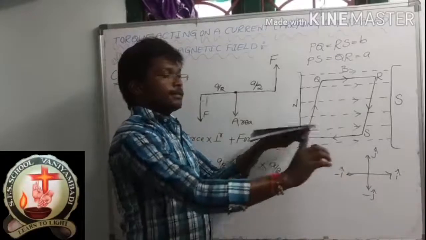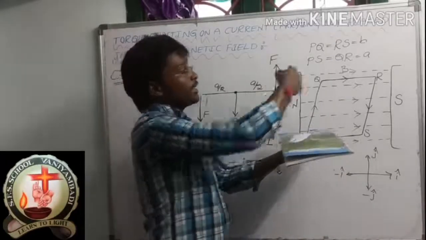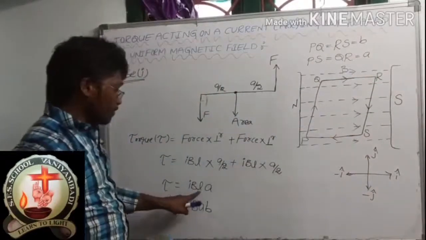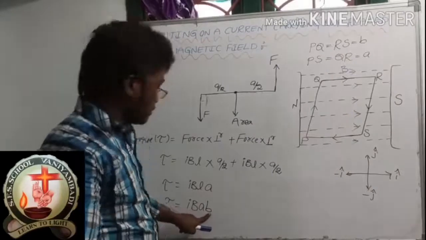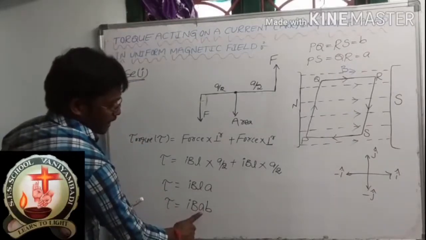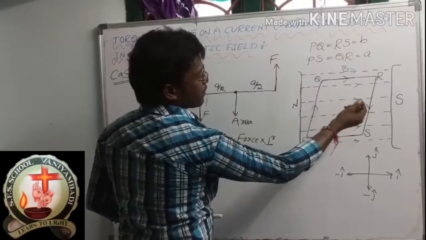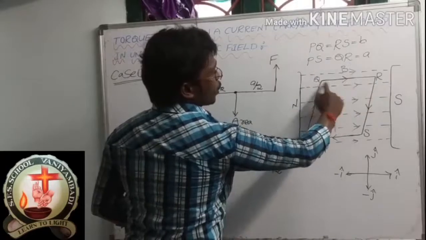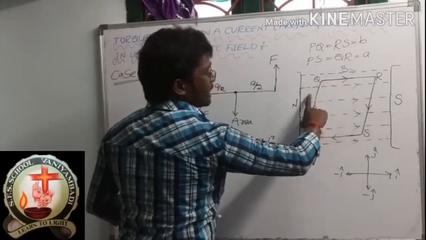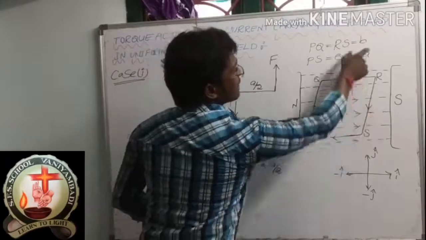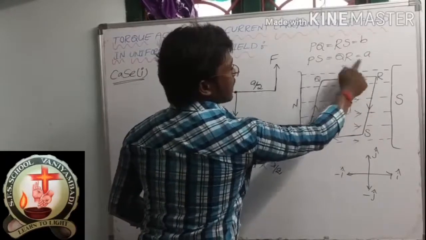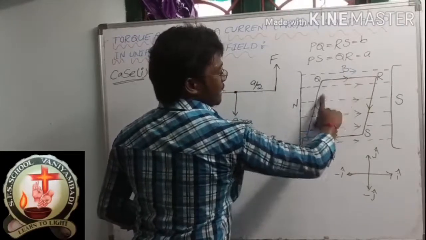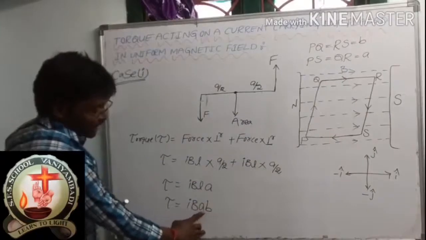This is the length, this is the breadth, this is length. Length, how much did I consider? B. PQ or RS, how much? B. So in the place of L I am writing B. Okay. So here A means what? A means PS or QR. What is that? A. QR. So A is the breadth, here B is the length. PQ or RS, this is the length B. PS or QR, A. So this is the length, this is the breadth. Length, breadth. So here A into B, length into breadth, how much?